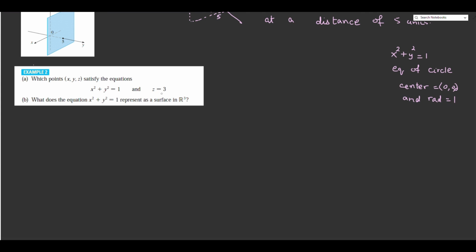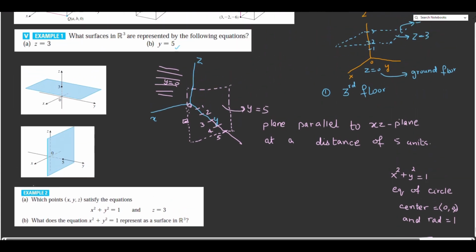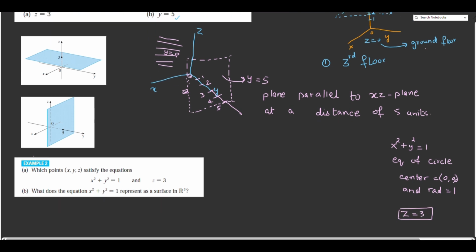Okay, and what is z? z equals 3, and we already discussed that z equals 3 is a plane which is at a distance of 3 units from the ground floor, or you can say this is the third floor.